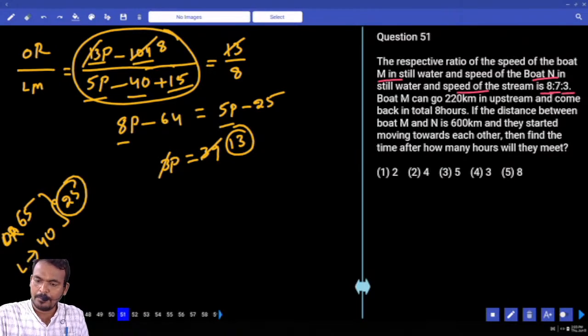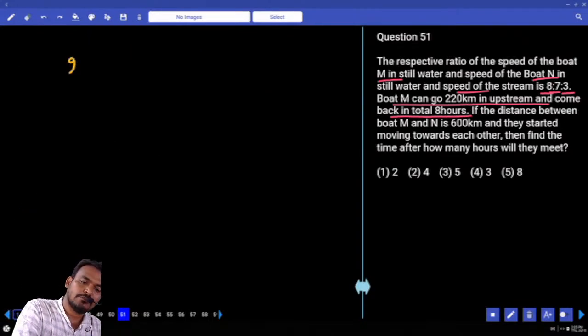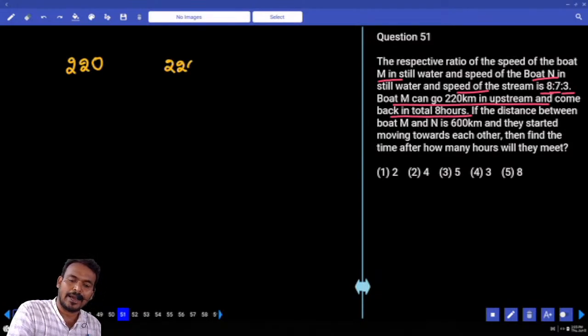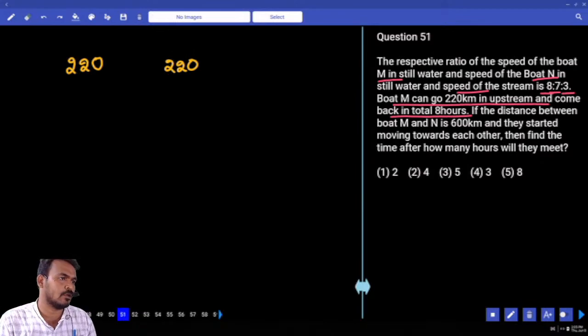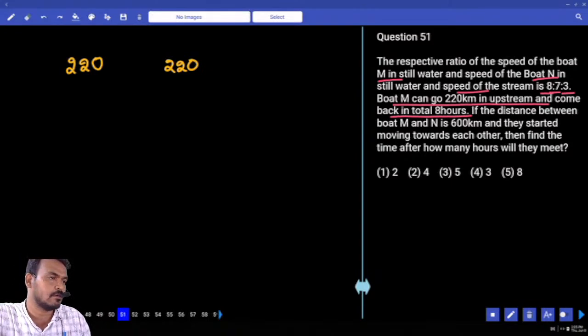A boat M can go 220 kilometers upstream and come back in a total of 8 hours. Only boat M or boat N? Boat M. First of all, the upstream distance given is 220. Coming back means downstream, also the same 220 kilometers. So 220 upstream and 220 downstream in a total of 8 hours.